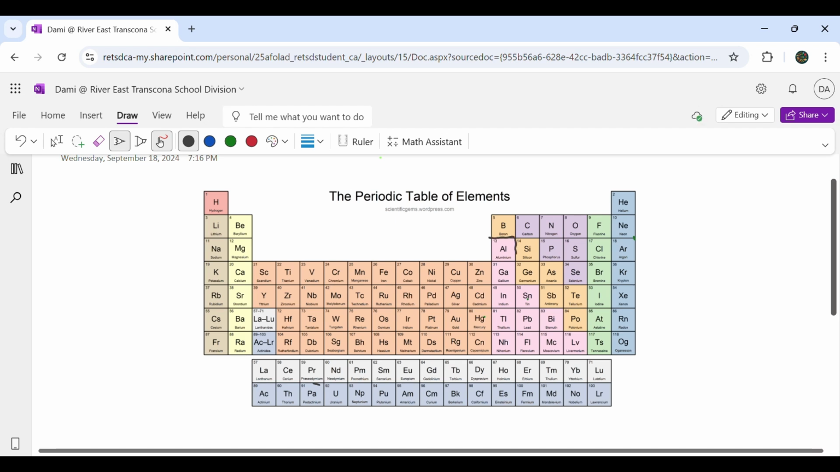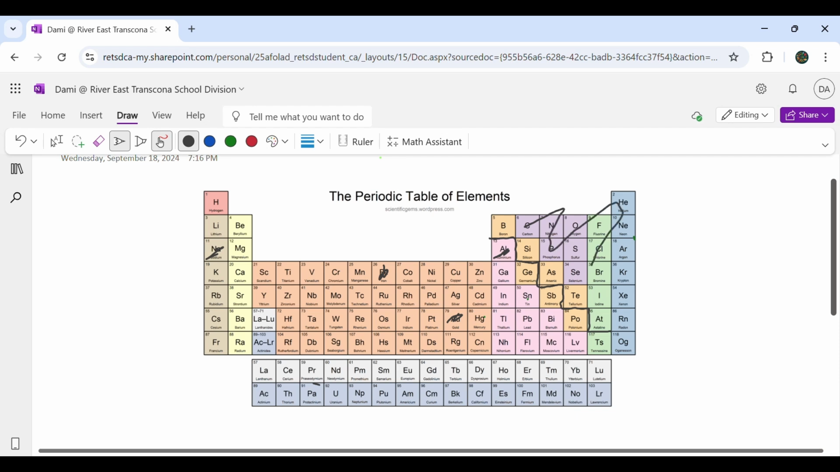I need to draw my staircase back. This would help out so much. I'm going to stop at that. So some examples are sodium, aluminium, iron, and gold.